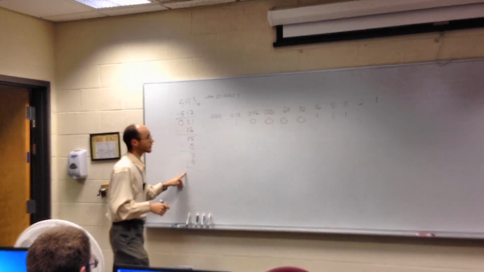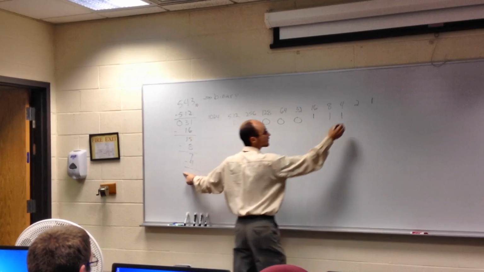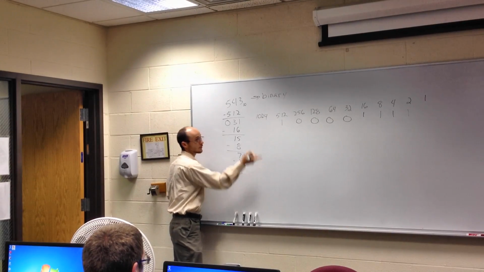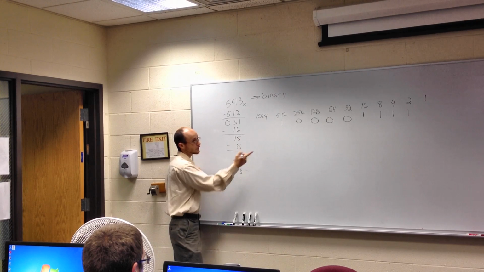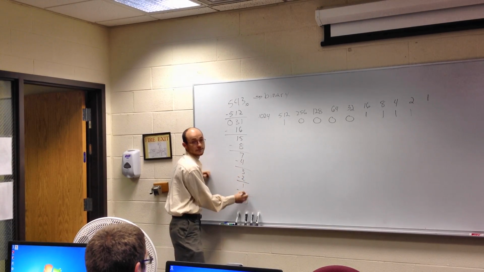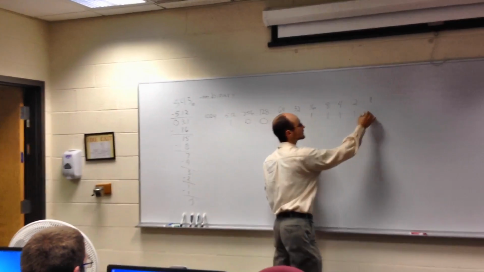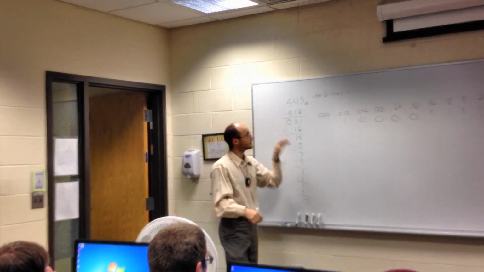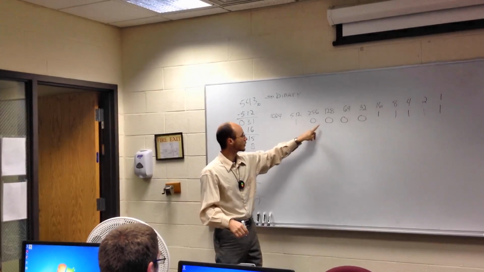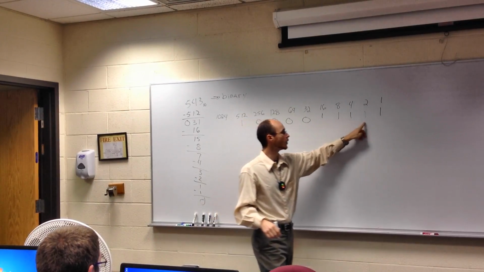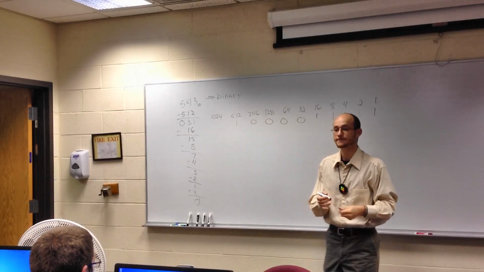But that's because I've been doing it for this long, and I'm just going to have you guys manually go through this process. So I get a 3. What value comes up close to 3 without going over it? A 2. And then finally a 1, correct? So the number 543 is 1, 0, 0, 0, 0, 1, 1, 1, 1, 1 in binary.